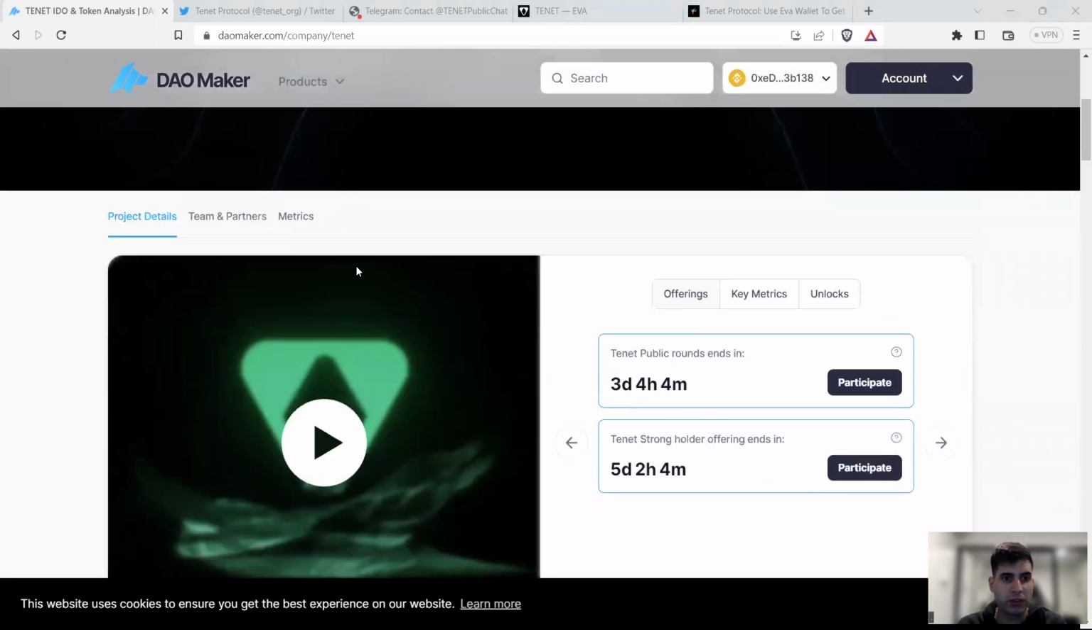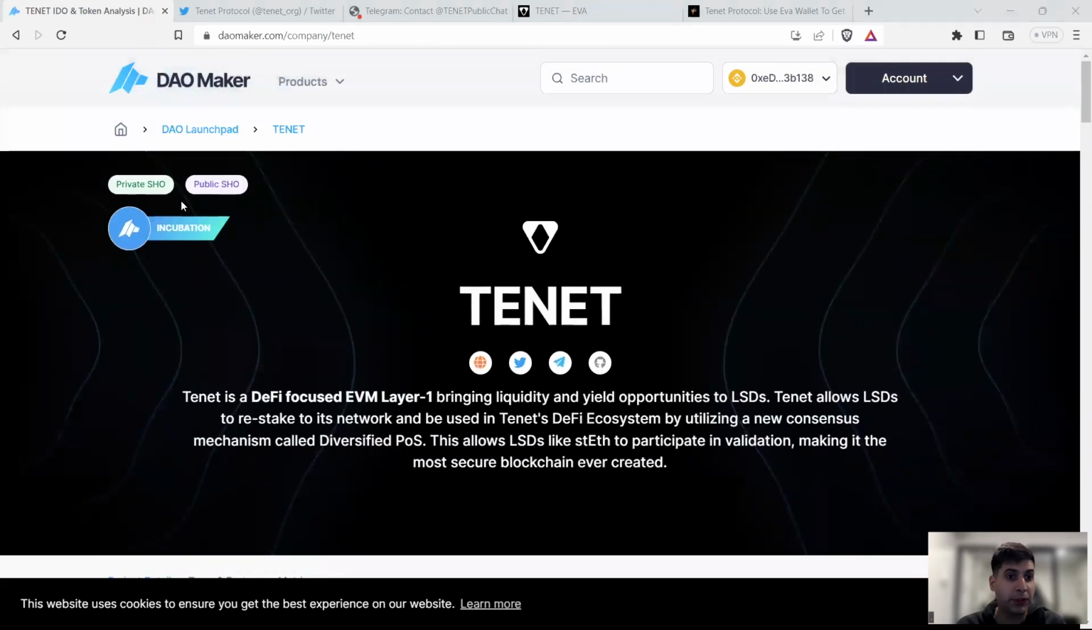Today I'm going to talk about Tenet, which is one of the most anticipated projects launching this month. Tenet is incubated by the DAOMaker team. It's a decentralized finance protocol focused on EVM. EVM is like Ethereum, BSC, that sort of chain. It's a layer one project focusing on bringing liquidity and yield to liquid staking.